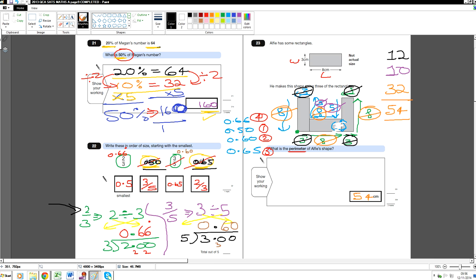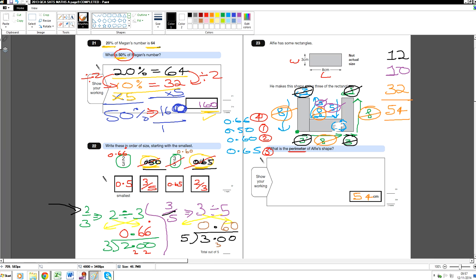2/3 means 2 divided by 3. So the 3 goes outside and the 2 goes inside. I call it the x. So we worked that out. We extended 2 into decimal 2.00, and we got 0.66 recurring. We've done the same for 3/5. 3 divided by 5. So the second number always goes outside, the first number always goes inside, and 3 becomes 3.00. And we worked that out, and that gave us 0.60.